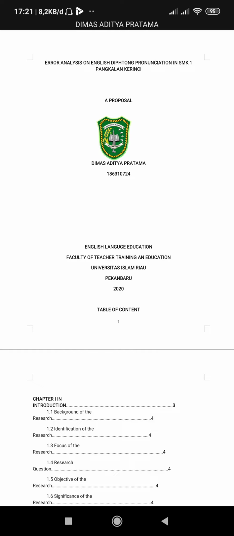Assalamualaikum warahmatullahi wabarakatuh. My name is Dimas Aditya Pratama from 5C, and I'm going to explain my proposal. The title is Error Analysis on English Diphthong Pronunciation in SMK 1 Pangkalan Kerinci.